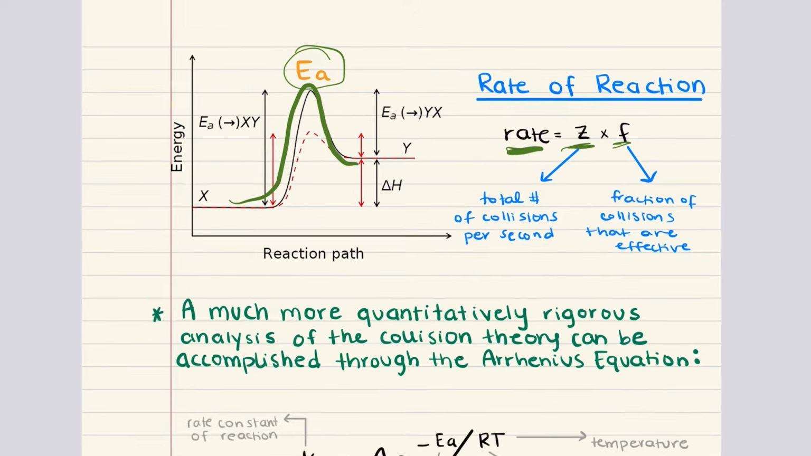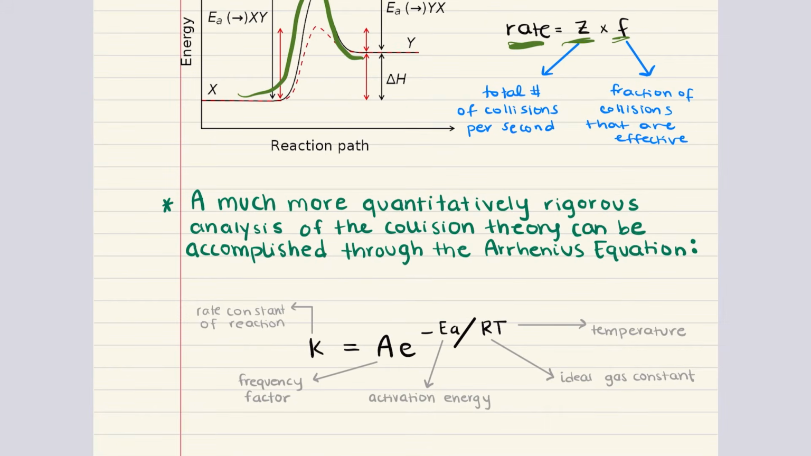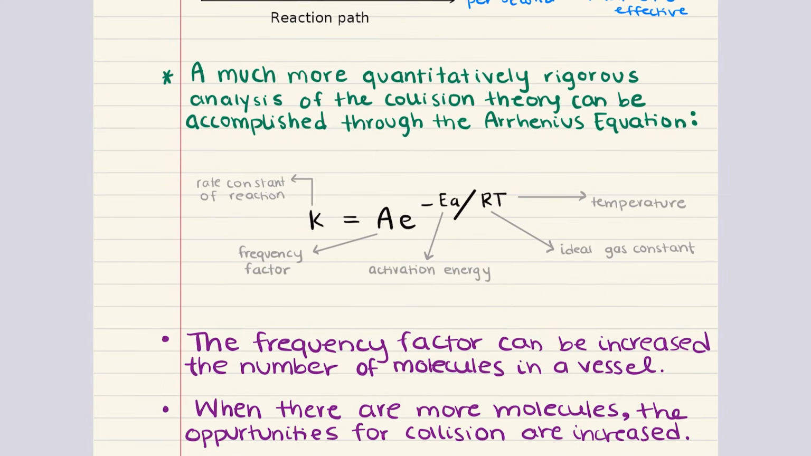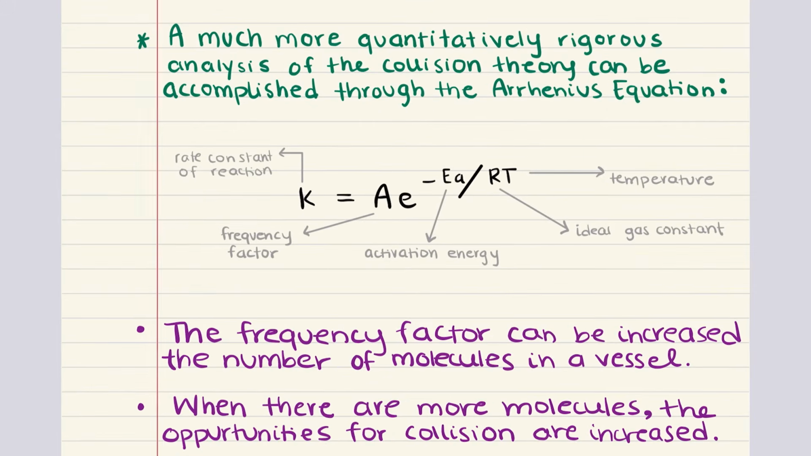Now, a more quantitatively rigorous analysis of the collision theory is provided by the Arrhenius equation, which is the equation you see right here. k equals A. A here is the frequency factor, which indicates how often molecules collide in the correct orientation. Then we have this e, this is Euler's number.